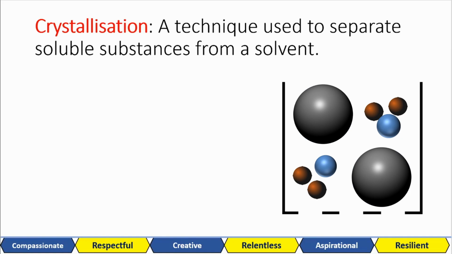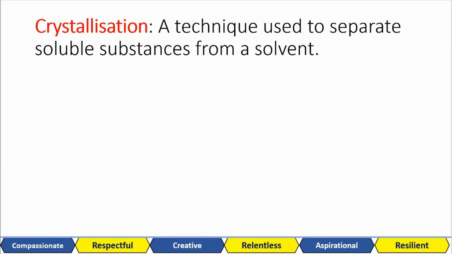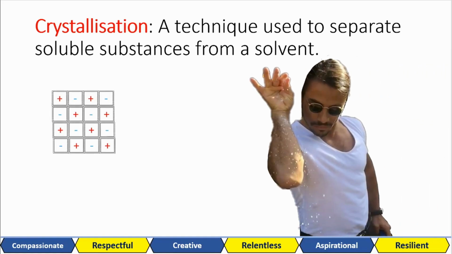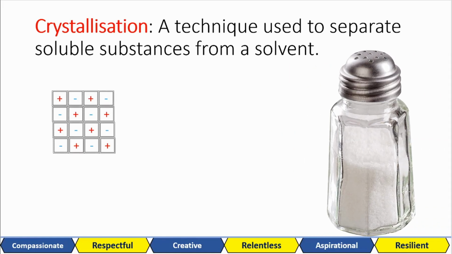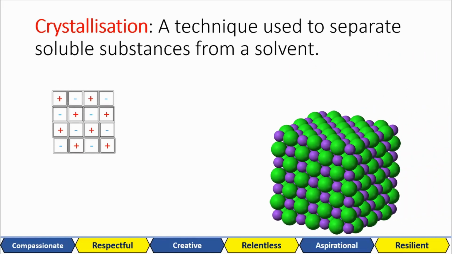To help us picture this, let's look at what actually happens when you dissolve a solute. I'll use table salt as an example. Table salt is actually made up of positive and negative subunits. These are called ions, but we'll look at that when we look at ionic bonds.